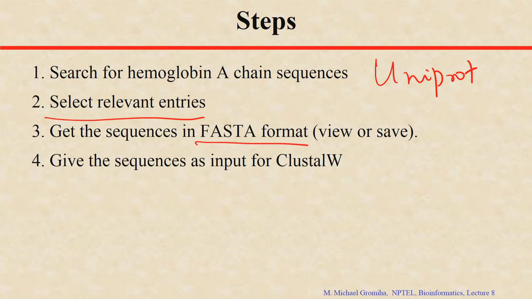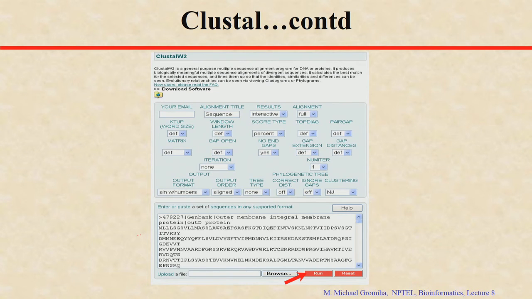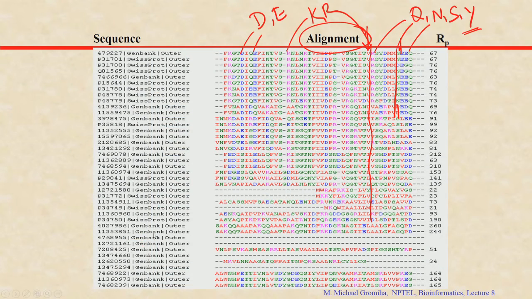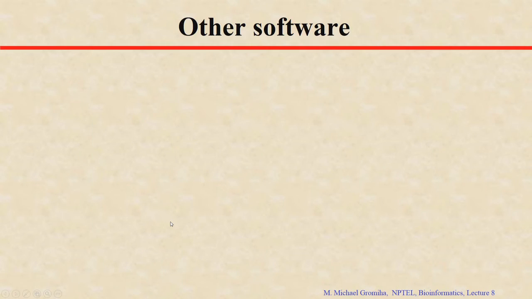I have discussed in one of the previous classes how to obtain the data using the UniProt database. So you can get the sequences in FASTA format and give these sequences to ClustalW. You paste the sequences here and you will get the multiple sequence alignment. So this is what we discussed about ClustalW.